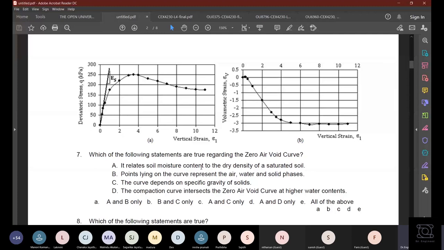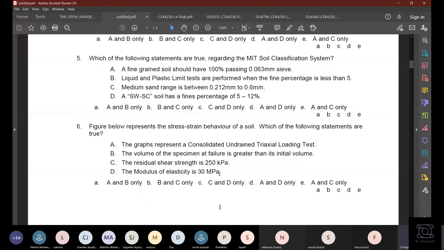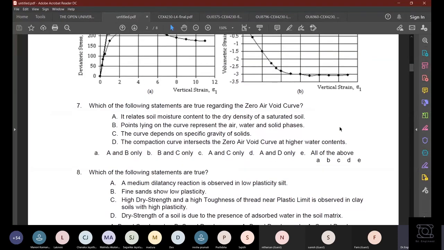Question number 7 is regarding the zero air void curve. They're asking which statements are true. It relates soil moisture content to the dry density of a saturated soil. It is correct. The zero air void curve states there is no air, so the soil has to be completely saturated, and we relate the moisture content and the dry density of that hypothetical soil.